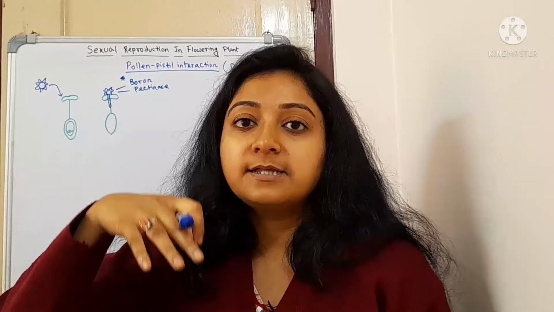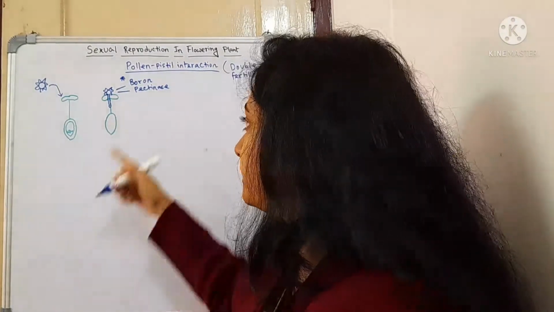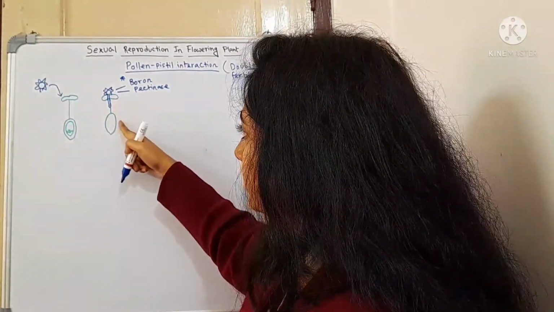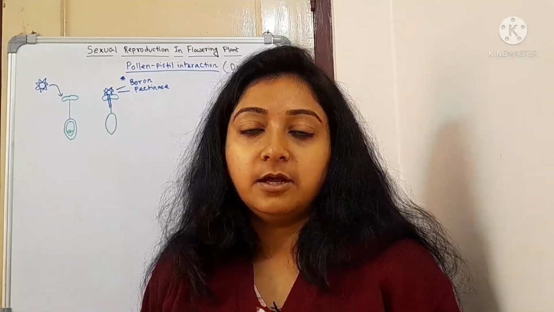So it will release the pectinase enzyme to dissolve the materials inside the style so that it can go down, because until and unless it goes down, it is never possible to reach the egg cell where it is waiting to do the fertilization event.